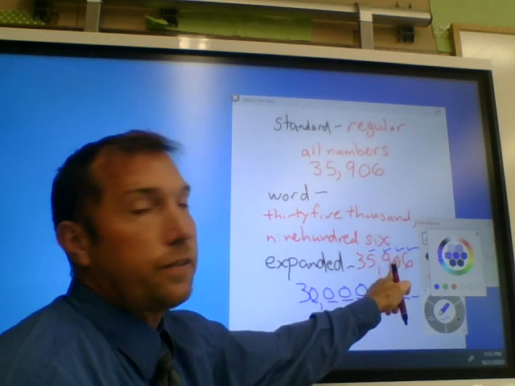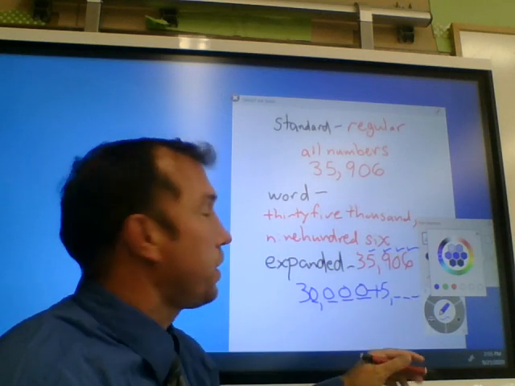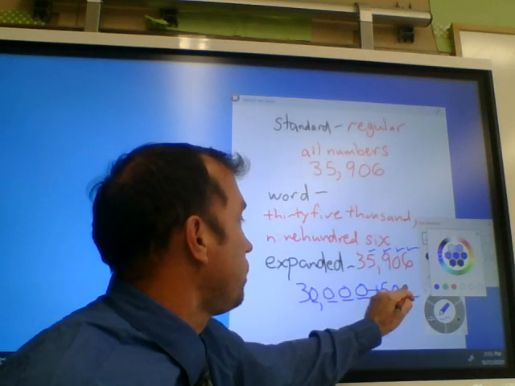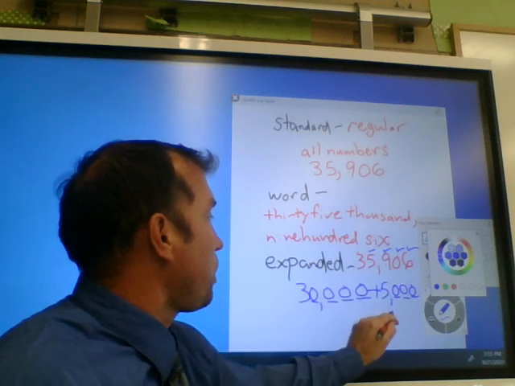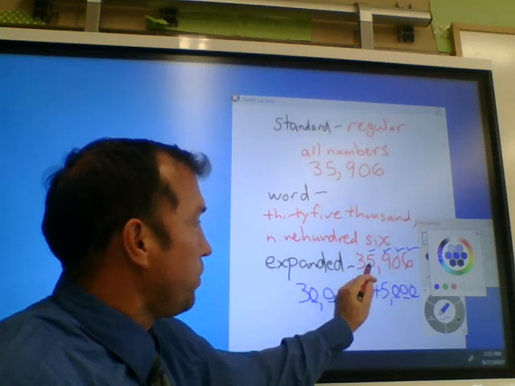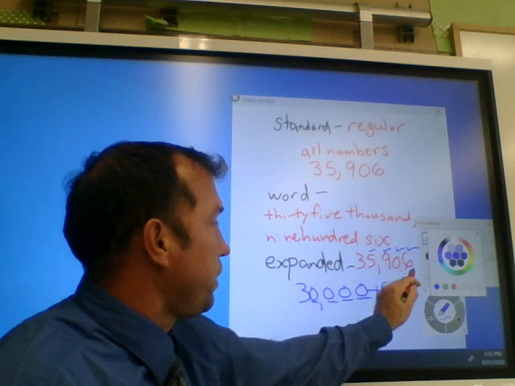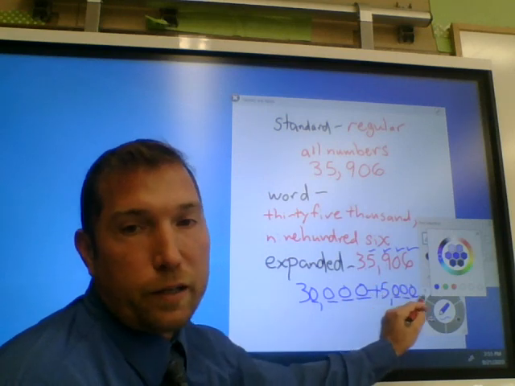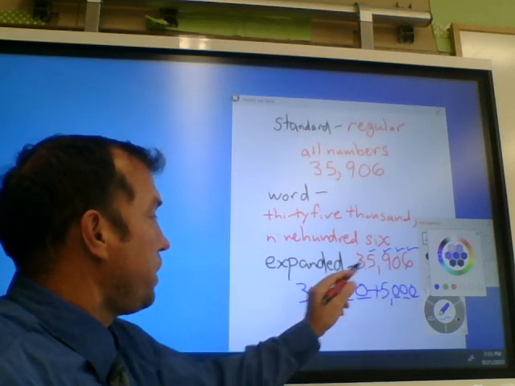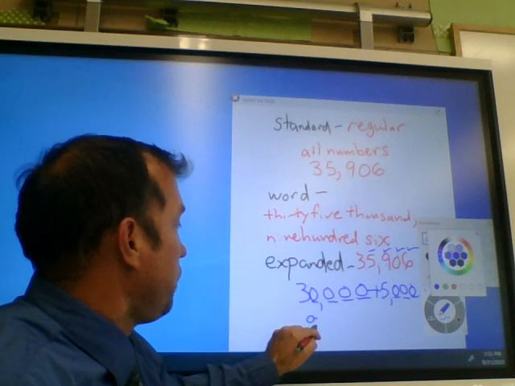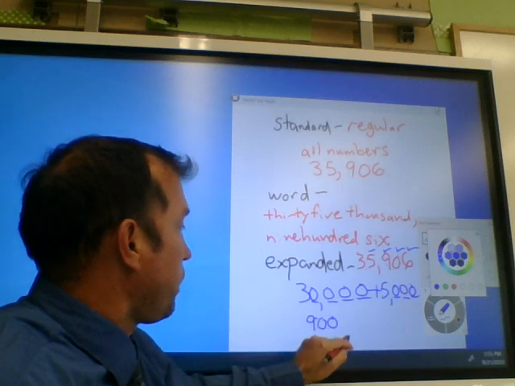The 9, the 0, and the 6 all just, again, become zeros. And I make sure that my comma lines up correctly. It was 5 and then a comma and then 3 numbers, 5 and then a comma and then 3 zeros. The 9 is really a 900. I just ran out of room, so I'm going to go down there.